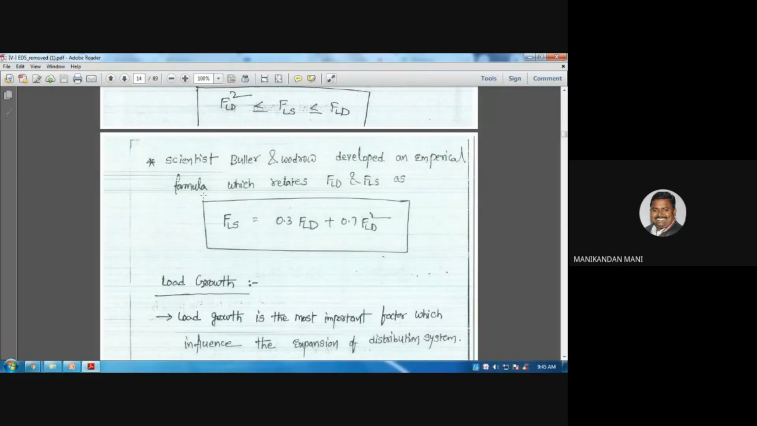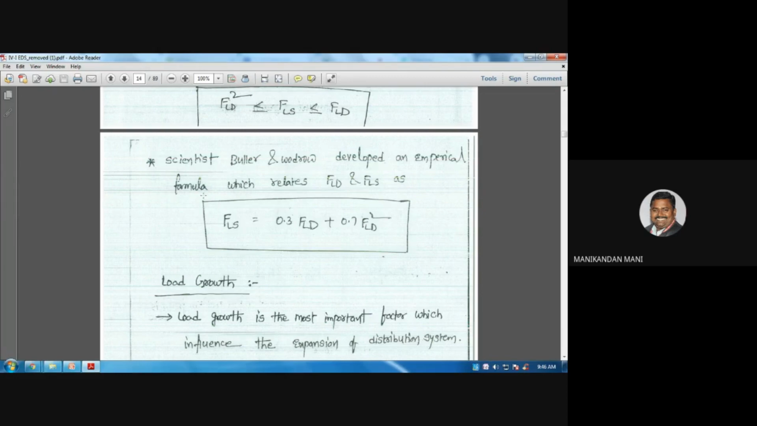FLS is equal to 0.3 FLD plus 0.7 into FLD square, right? Okay. Now the load growth. See, once again, I'm going to explain the same concept. Please listen carefully. Why? Because it is a very important question, right?